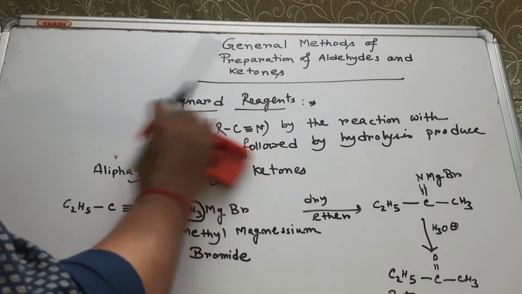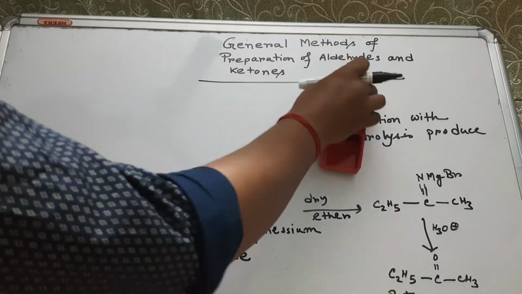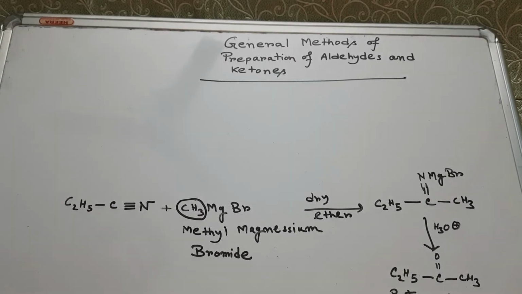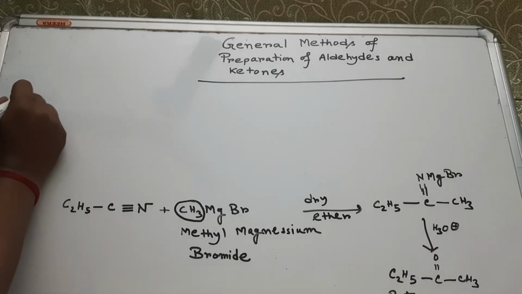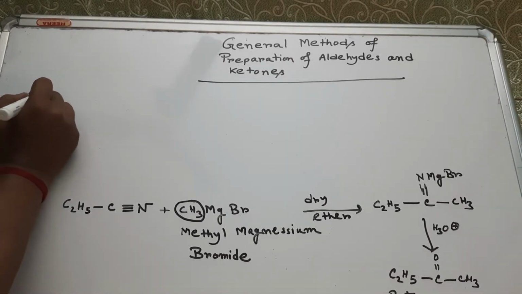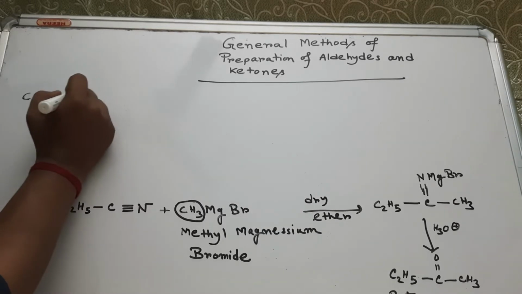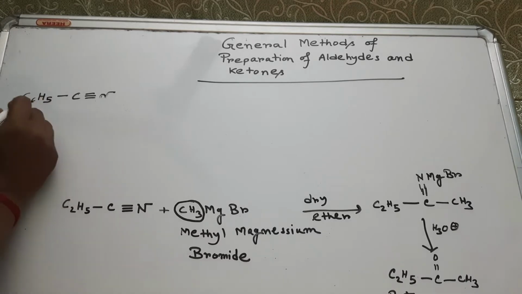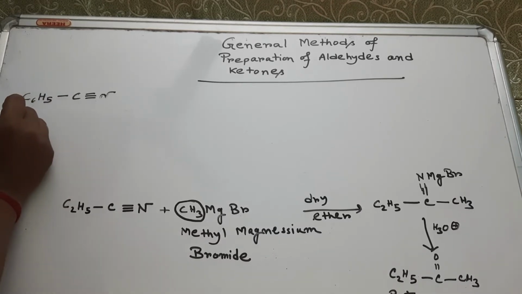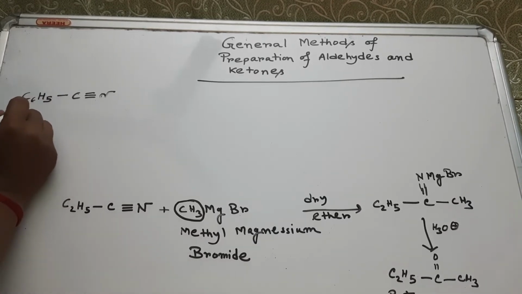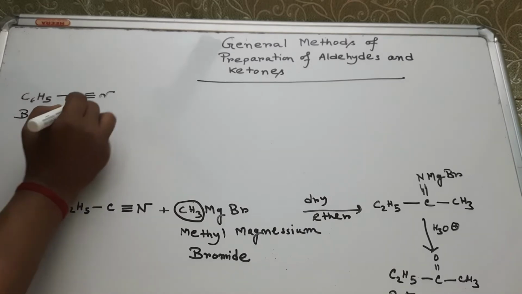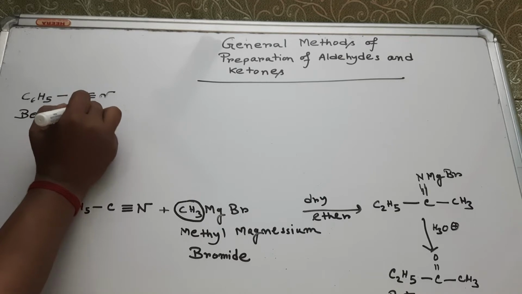Next example, we'll see C6H5CN, an aromatic nitrile. This is benzene, and nitrile. So this is benzyl nitrile.